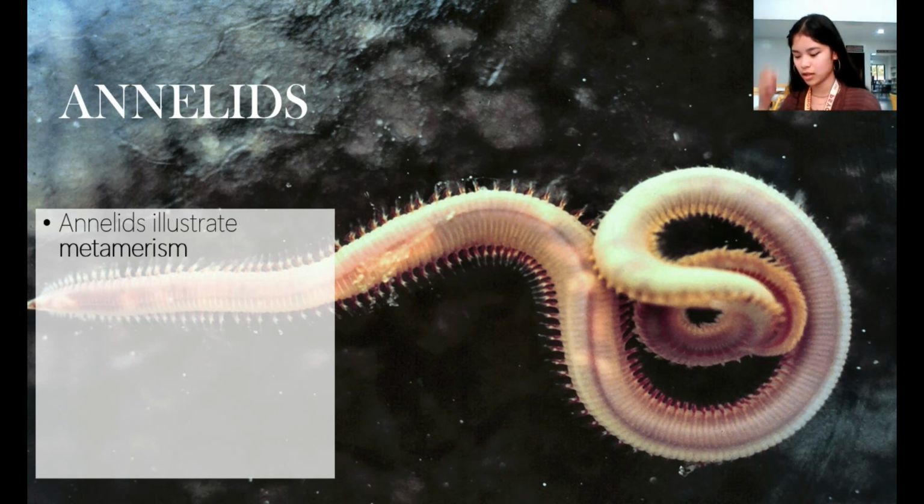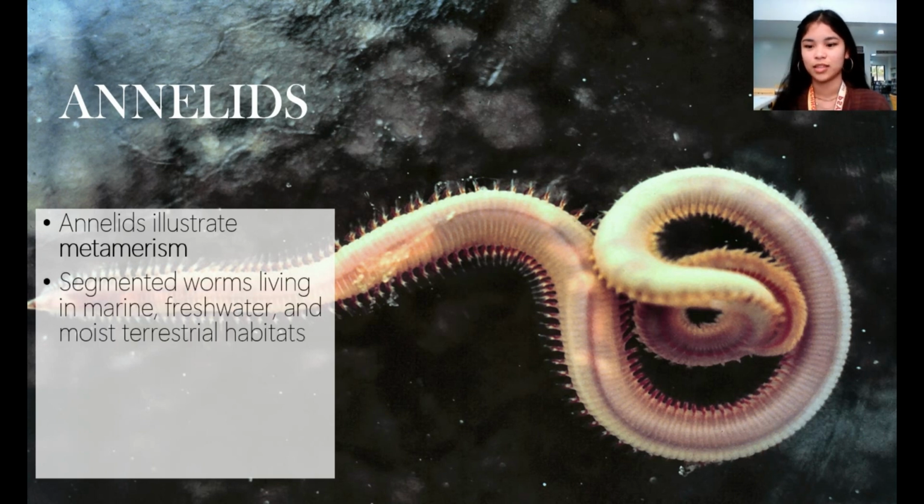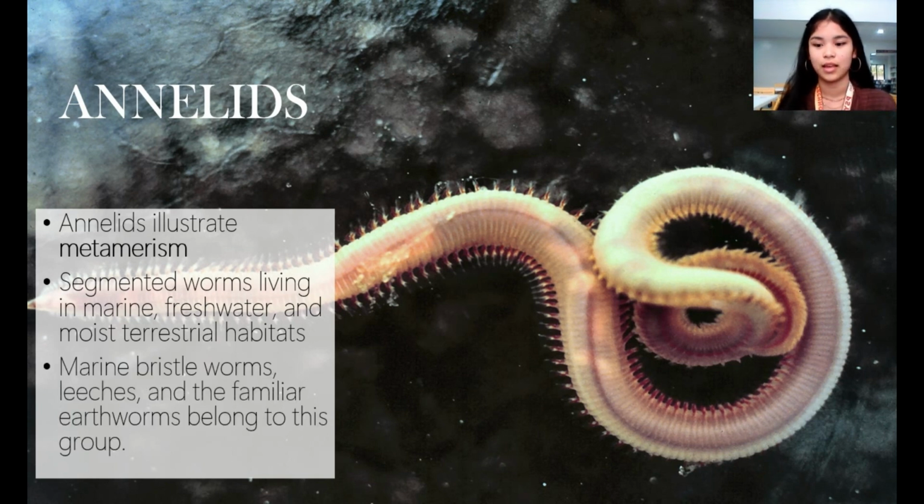Segmentation is similar body segments as well as organ systems that are serially repeated one after another. In segmentation, if one segment fails, another could still function, and metamerism also makes independent segmental movements possible. Segmented worms live in marine, freshwater, and moist terrestrial habitats. Marine bristleworms, leeches, and the familiar earthworms belong to this group.